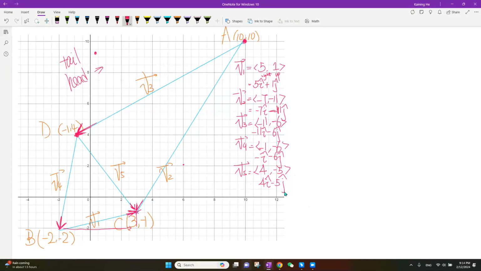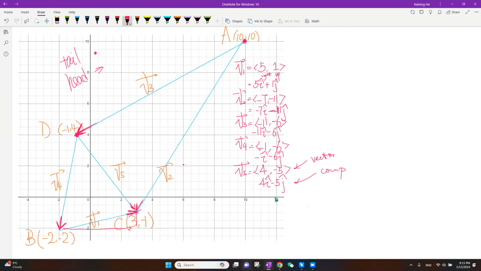Now again, I'm just keeping all the signs according to what I have in the vector representation, and then I'm going to translate it into component form. So again, this is just component form, and this is just regular vector form. Okay, but why are all of these 1, 2, 3, 4 going to be helpful?